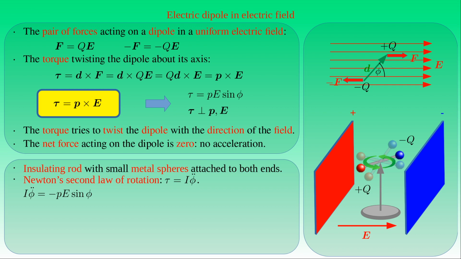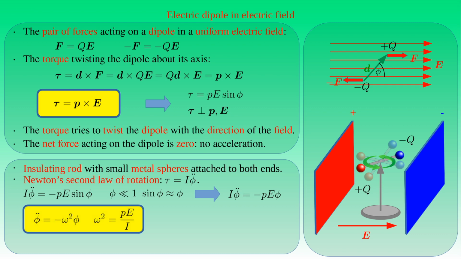Since we talk about an oscillation with a small amplitude, that is, the angle phi is small, we can approximate the sine of phi with phi in the first order. Then we can write that I times phi double dot is equal to minus P times E times phi, or phi double dot is equal to minus omega squared times phi, where omega squared is defined as the ratio of P times E to I.